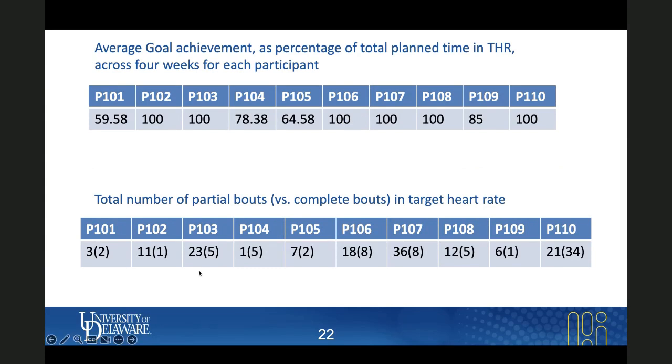If you see the numbers here, the parentheses represent the successfully achieved full bouts. For a participant like 106 or 107, they had a lot of partial bouts, meaning that the 20 minutes was decomposed into multiple 10-minute segments. We don't know the reasons why they did not do full 20-minute bouts, but what we know is they had a lot of partial bouts and they were attempting to actually finish their goals.